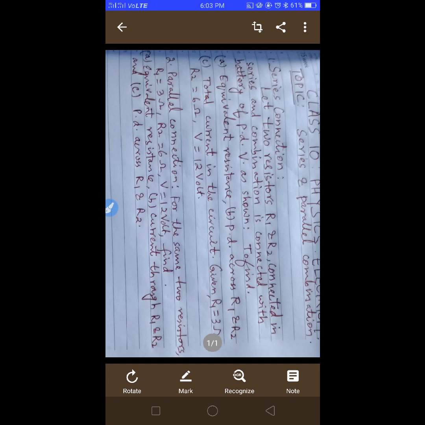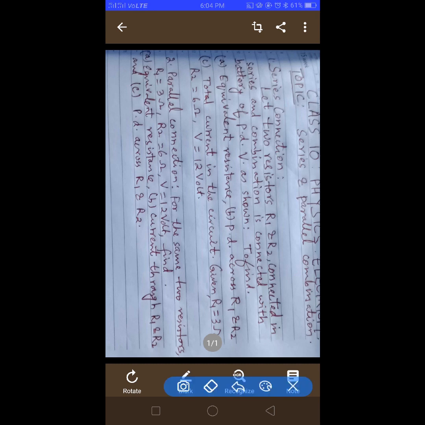I will explain here series and parallel combination of chapter electricity for the class 10 physics. So what is series connection and what is parallel connection? What is the equivalent resistance in series and equivalent resistance in parallel, and how will you find the potential difference across resistors in series and current through the resistors R1 and R2 in parallel.